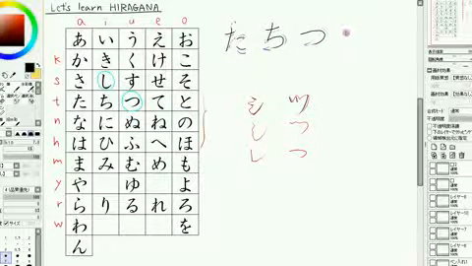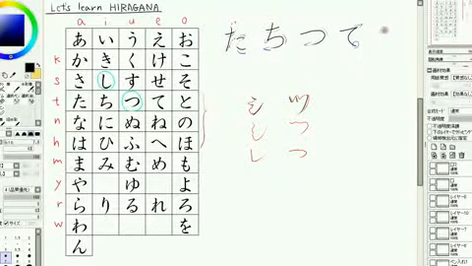Okay. Now next one is te. Te is you start from here a little bit upward diagonally, and you go back in this way, and you curve and you stop it here. Okay, make sure you stop it here.